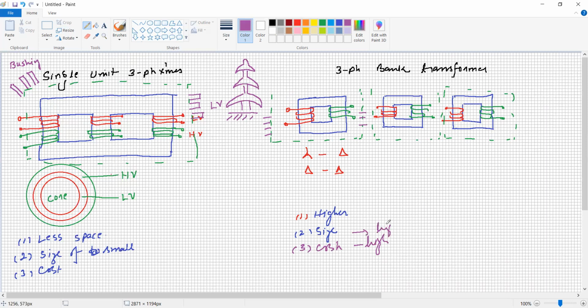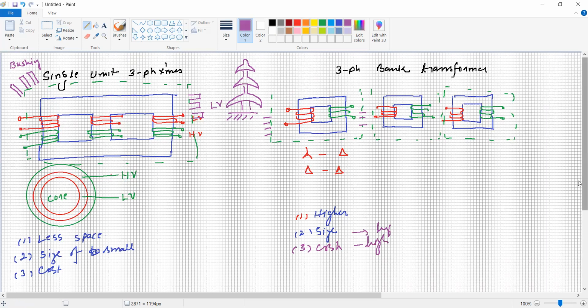But what is the advantage of the single unit transformer? The space requirement is less. It has somewhat higher efficiency, slightly higher, because the core losses take place in a single core. So the efficiency of the transformer is more, whereas in the bank the efficiency slightly decreases.